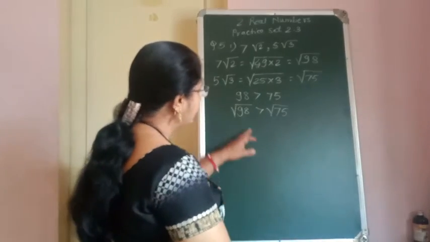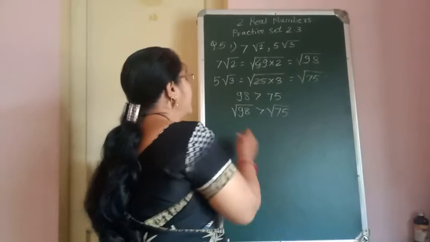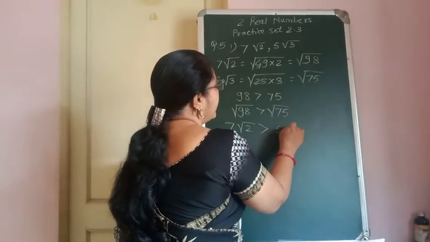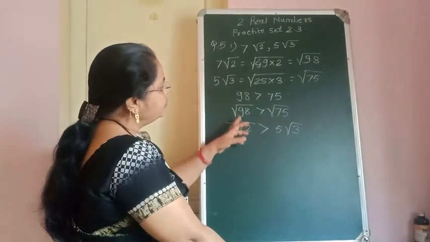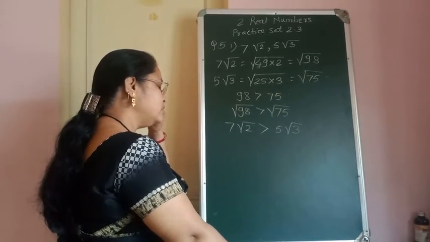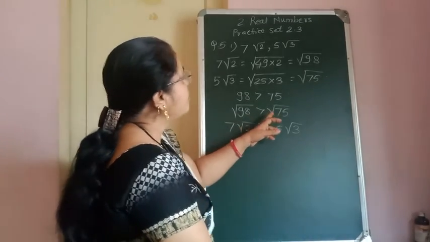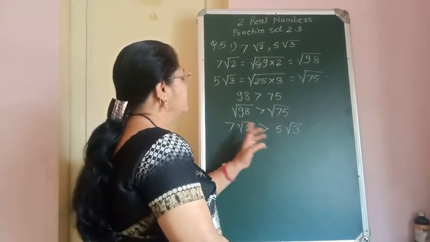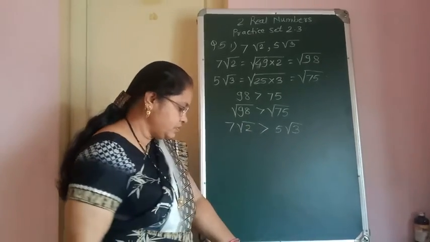But square root of 98 is nothing but the number 7 root 2, and therefore 7 root 2 is greater than 5 root 3. I can compare now this square root of 98 and square root of 75, as square root of 98 is equal to 7 root 2 and square root of 75 is equal to 5 root 3, and therefore this is the comparison of these two surds.